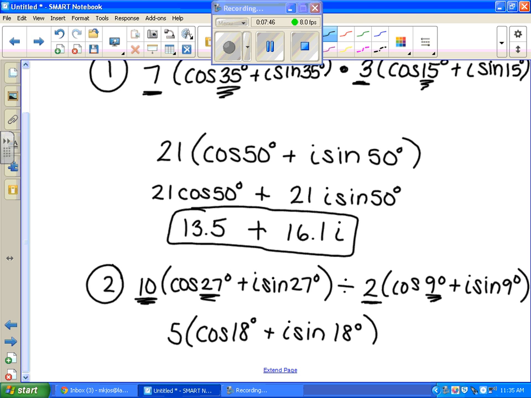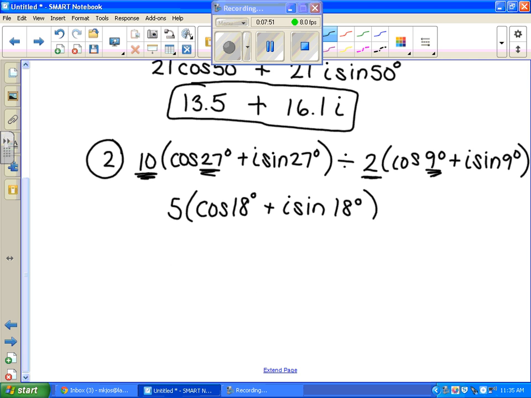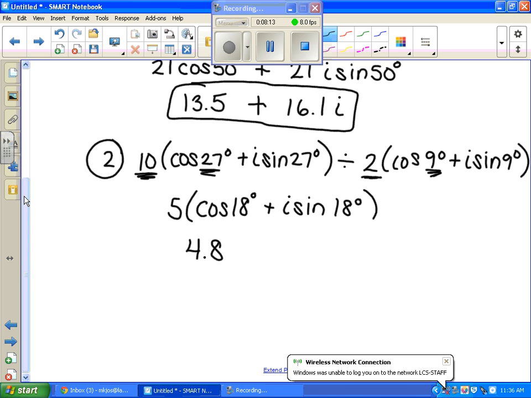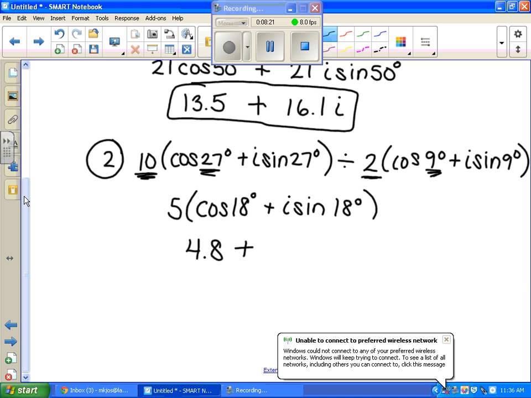Again, the book will not leave it in this form. They're going to put it in a complex form. It's only going to take but a second to do that. All you're going to do is do the 5 cosine of 18 on your calculator, and then you're going to do 5 sine of 18 on your calculator. So let's all do that right now. Let's do 5 cosine of 18 and see what you get. 4.8 plus, and now do 5 sine of 18 on your calculator. And you're going to get 1.5i.